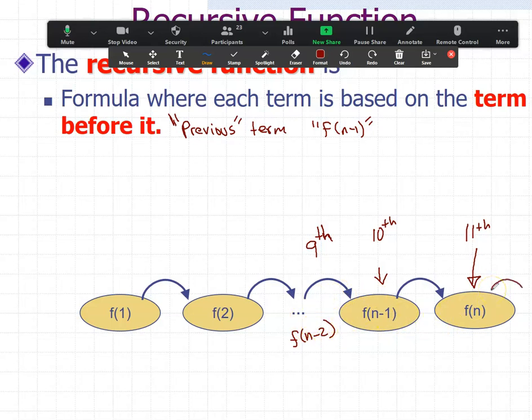Same thing going forward. If you want to go forward and you want to write it like this, it'll be f of n plus 1. That would mean the next term over. Okay, so understand what this is, this, and this.